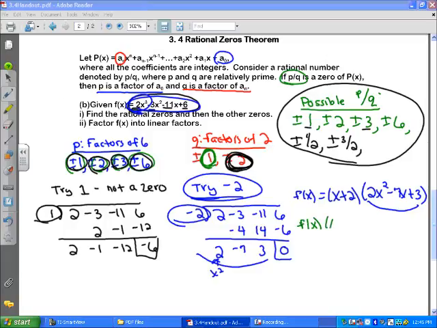So I get x plus 2, and this factors to 2x minus 1 and x minus 3. So this gives me the zero of negative 2. This gives me the zero of 1/2. And this gives me the zero of 3. Now let's go back and make sure we answer the question.